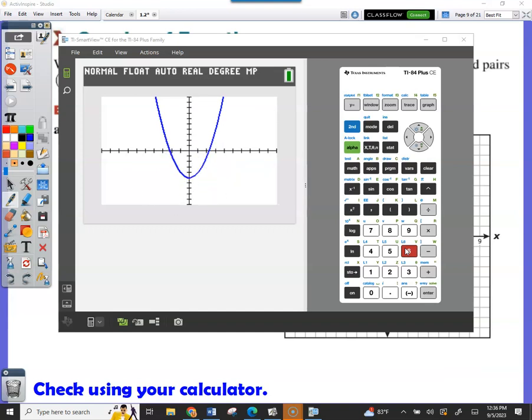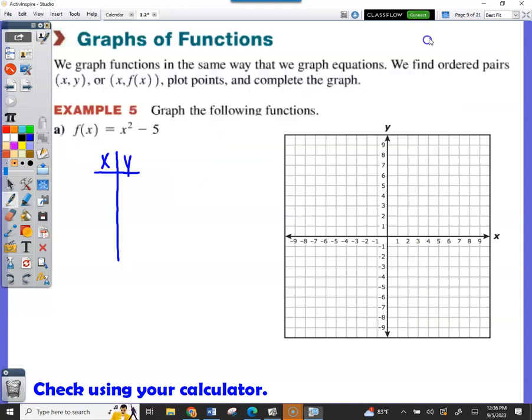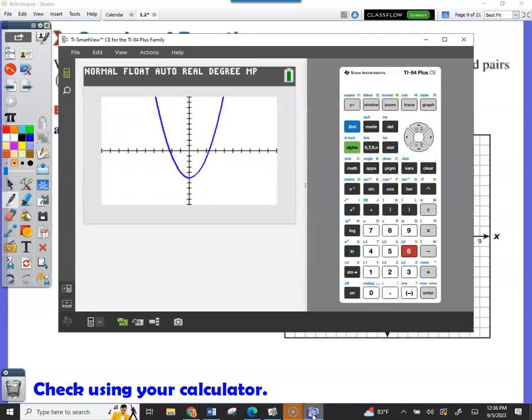So you've got to be able to read it. This x coordinate is 0. So if I plug 0 in here, I get what? I get -5. That was 0, -5. It's right there.